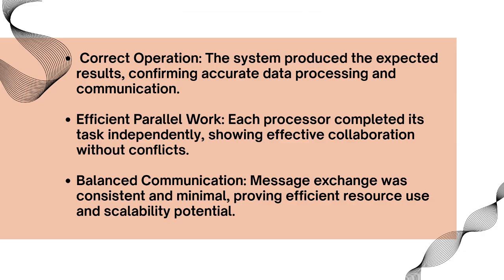In this presentation, we have three conclusions. First, correct operation: the system produced the expected results, confirming accurate data processing and communication. Second, efficient parallel work: each processor completed its task independently, showing effective collaboration without conflicts. And third, balanced communication: message exchange was consistent and minimal, providing efficient resource use and scalability potential. So that's how we understand how CPUs work behind the scenes when it comes to data ordering and retrieving. Thank you very much.